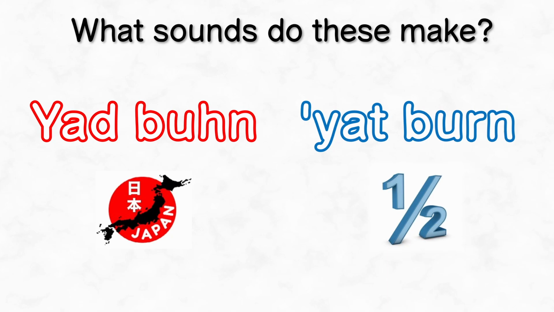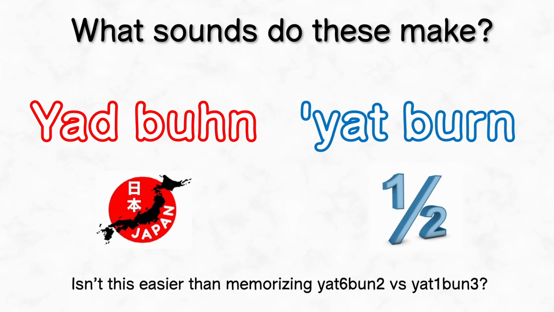So these words were Yapun, meaning Japan, and Yatbun, meaning 1/2. And at this point, I just want to ask, if you were memorizing these vocabulary words, isn't it easier to memorize these as they're written rather than how they're written below? Anyways, let's move on to our next one.